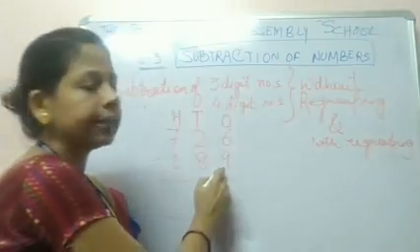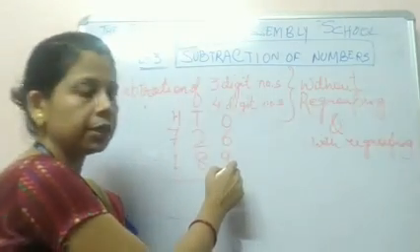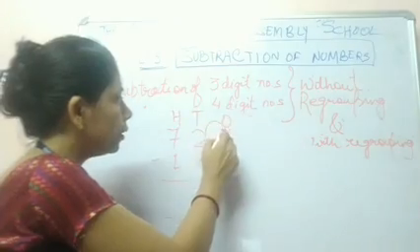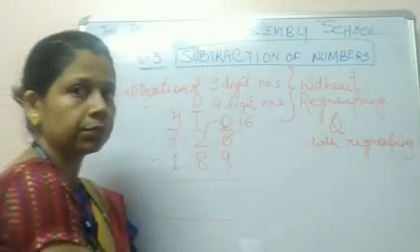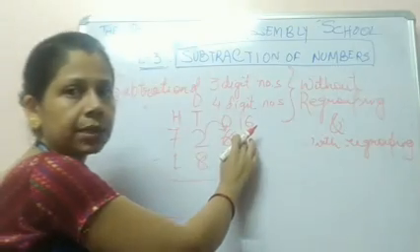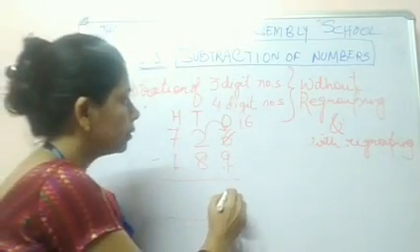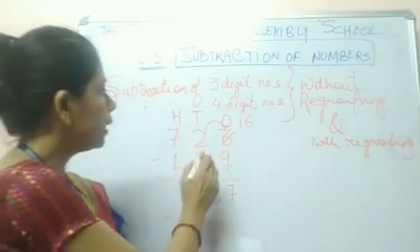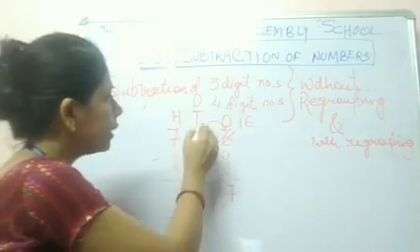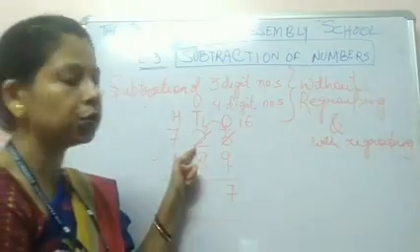9 cannot get subtracted from 6, isn't it? Because it is a bigger number. So it will borrow from here. So this will become 16. Okay. I have already explained why this is becoming 16. So 16 minus 9 is 7. Okay. Then this 2 will get reduced to 1. This also I have explained how this 2 is getting reduced to 1.